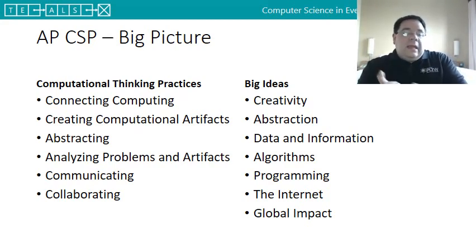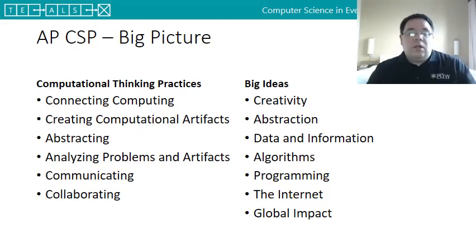Analyzing problems and artifacts is an important principle of computer science, because oftentimes computer science professionals are not creating something brand new, but they're looking and working with something that's already been created. They're looking at code that's been written by others, and they have to be able to look at that and identify components of that, and also to be able to think about problems, both large and small scale, and think about what is going to need to be done to solve these problems, and artifacts that might be created through computational means.